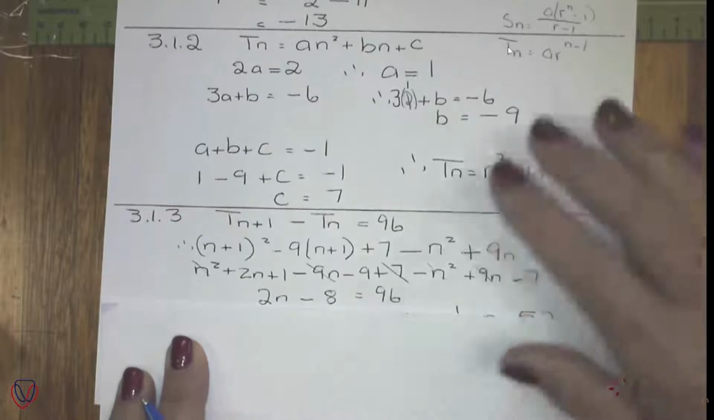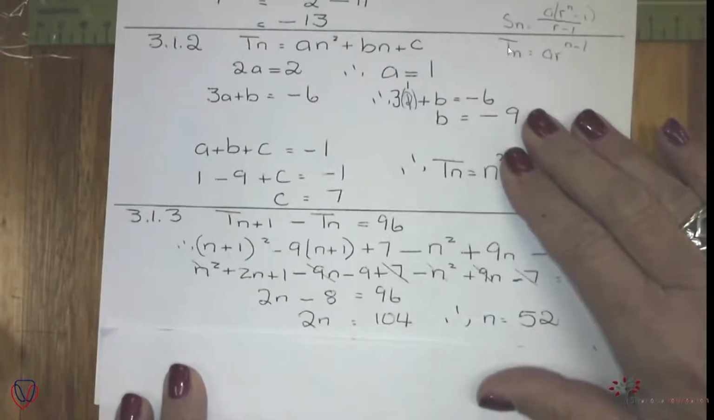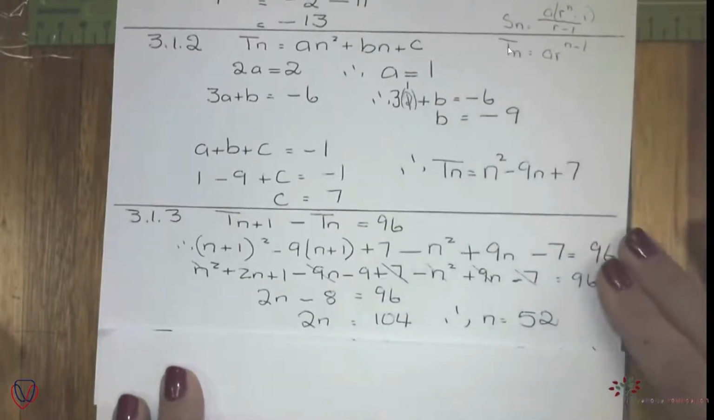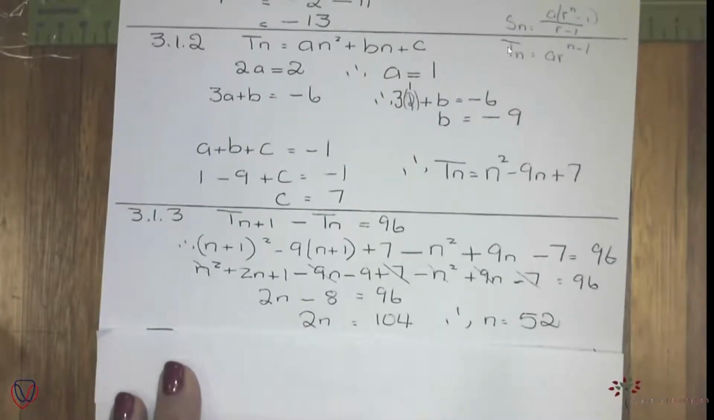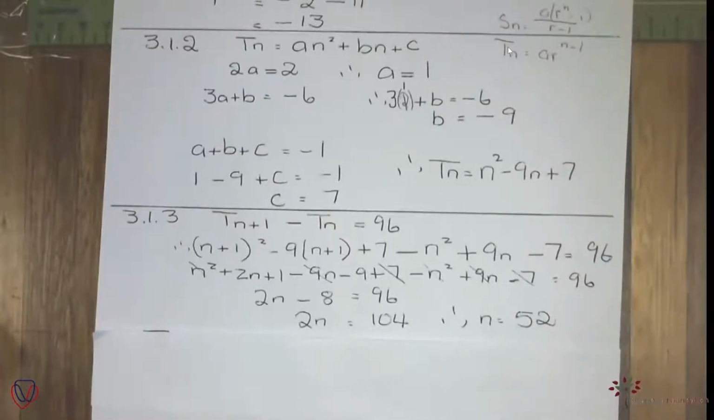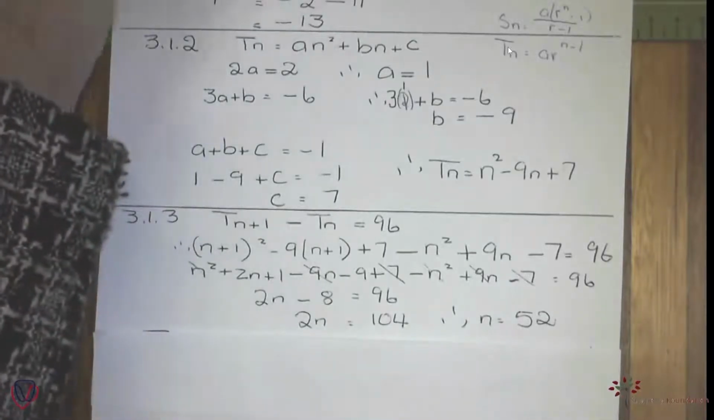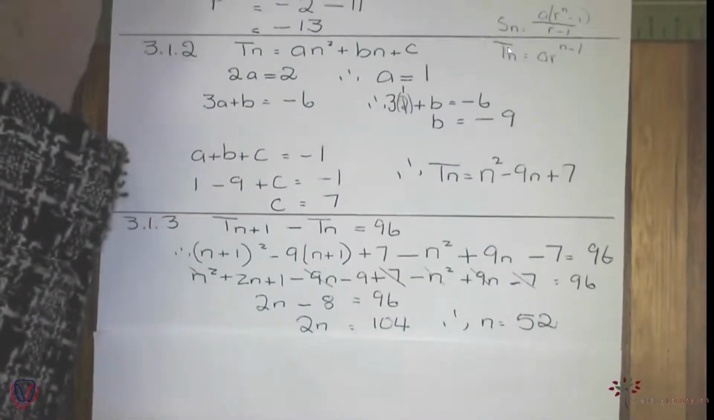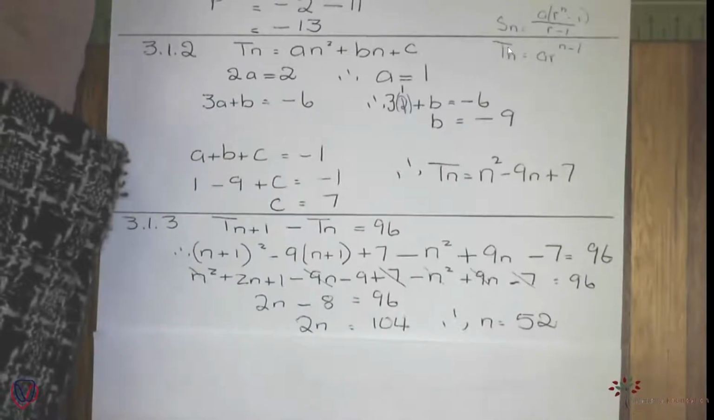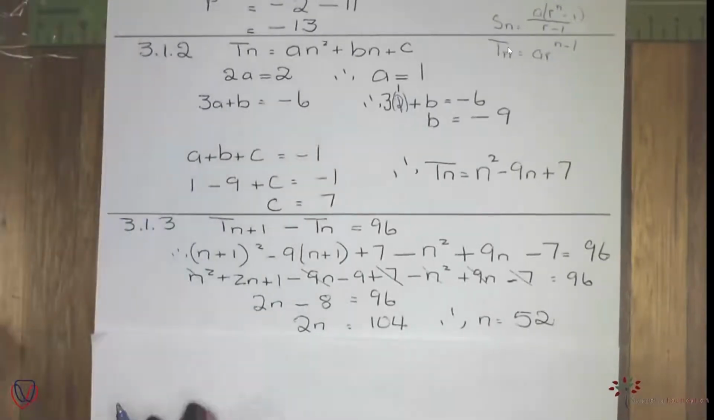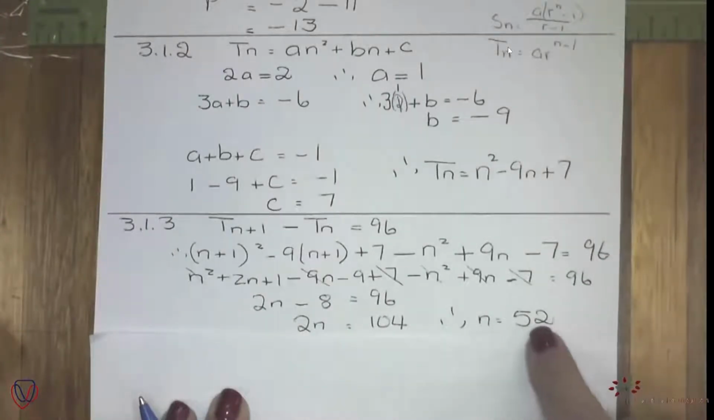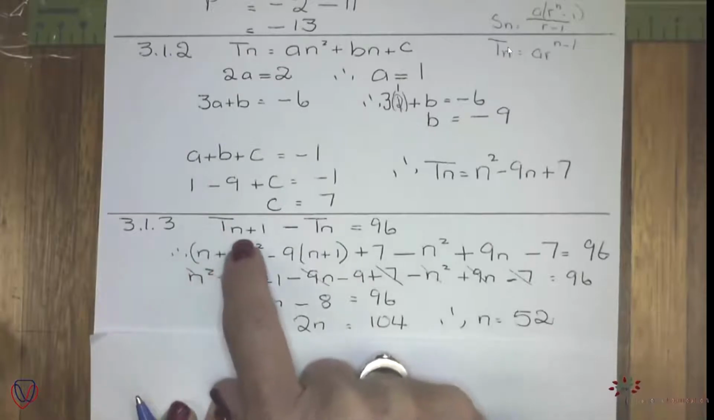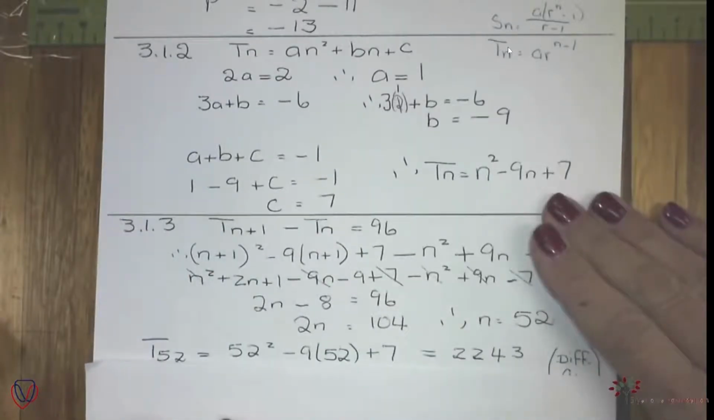Okay, people. And now I solve for n. 2n is 104. Therefore, n is going to be 52. But what was the question, people? You must always go back to the question and answer the question. They said the first difference between two consecutive terms of the sequence, I'm reading it to you, is 96. Calculate the values of these two terms. Now, if n is 52, what will n plus 1 be? n plus 1 will be 53.